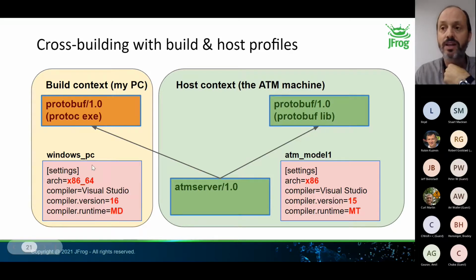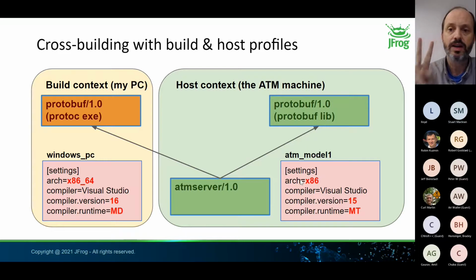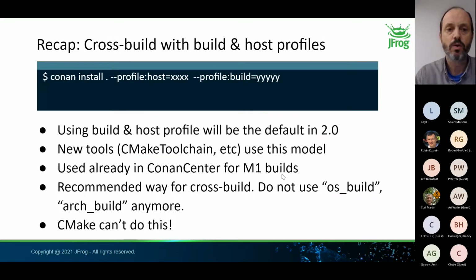If I was running, let's say the ATM machine is a Linux machine, the setup will be exactly the same. The build context will be exactly this one, the same one, and the host context will be an ATM Model 1 that will contain things like Linux, compiler GCC, and things like that. And it will be a cross-building. But the concept here is that I have two different instances, two different binaries of the protobuf package in the same build. It's not a different build, just the same dependency graph. I have two different instances, one for the host context and the other for the build context. Okay, and this is what can be done with the profiles.